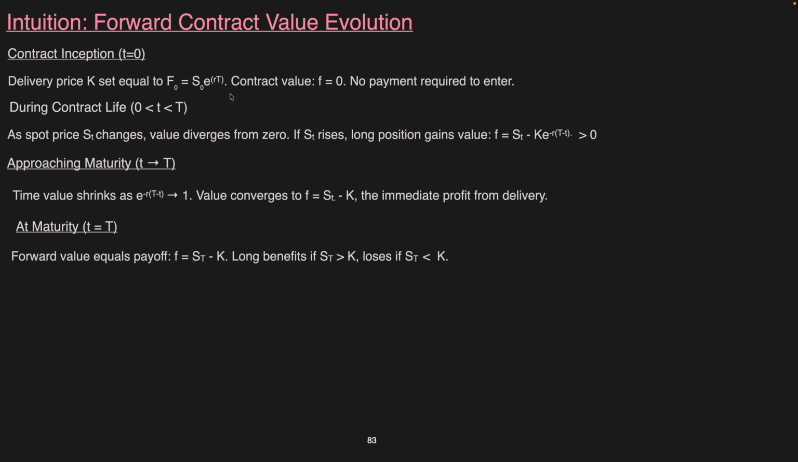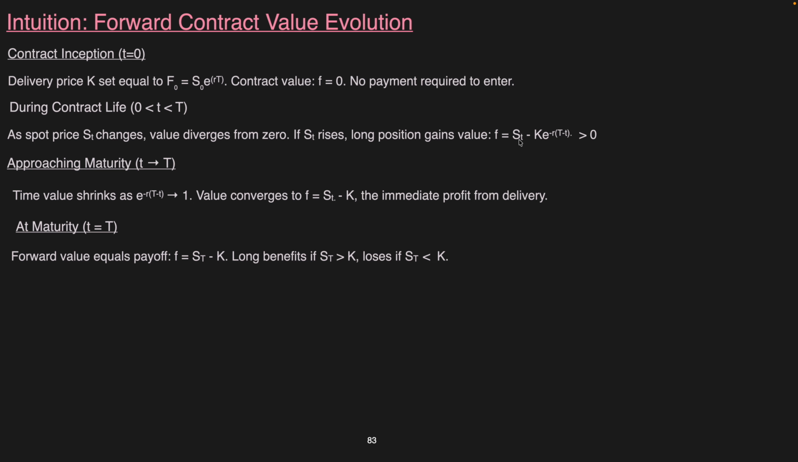We all know the first formula which we derived, the price of the futures contract F0, and the contract value f, that is the value of the contract, will be equal to 0. So at the inception, no payment is required. But during the contract life, when small t lies between 0 and capital T, as the spot price changes, that is S_t changes, the value of the future diverges from this 0.